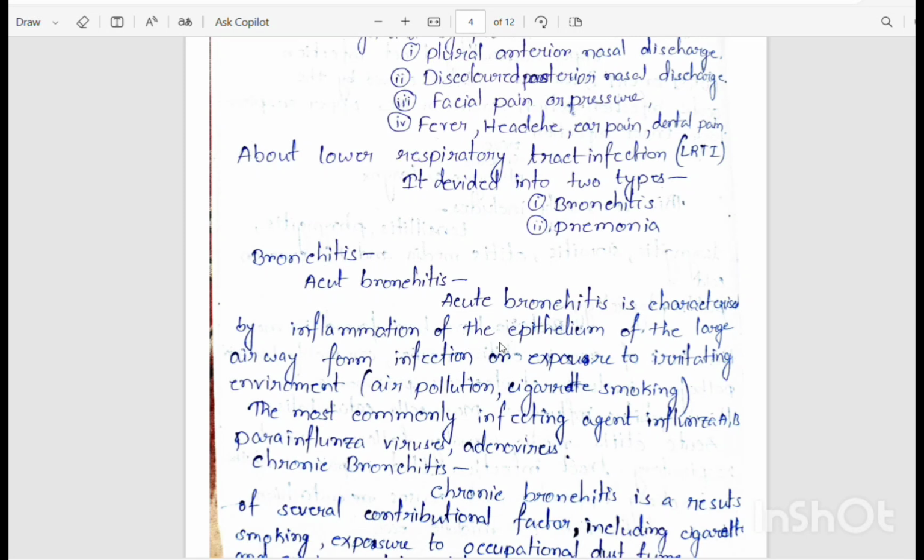Here, inflammation takes place in the epithelium, and it can occur if a person is exposed to an irritating environment like air pollution and cigarette smoking. Where pollutants are present, or if a person smokes cigarettes, that person can suffer from acute bronchitis. The most commonly infecting agents are influenza A and B, parainfluenza viruses, and adenoviruses.